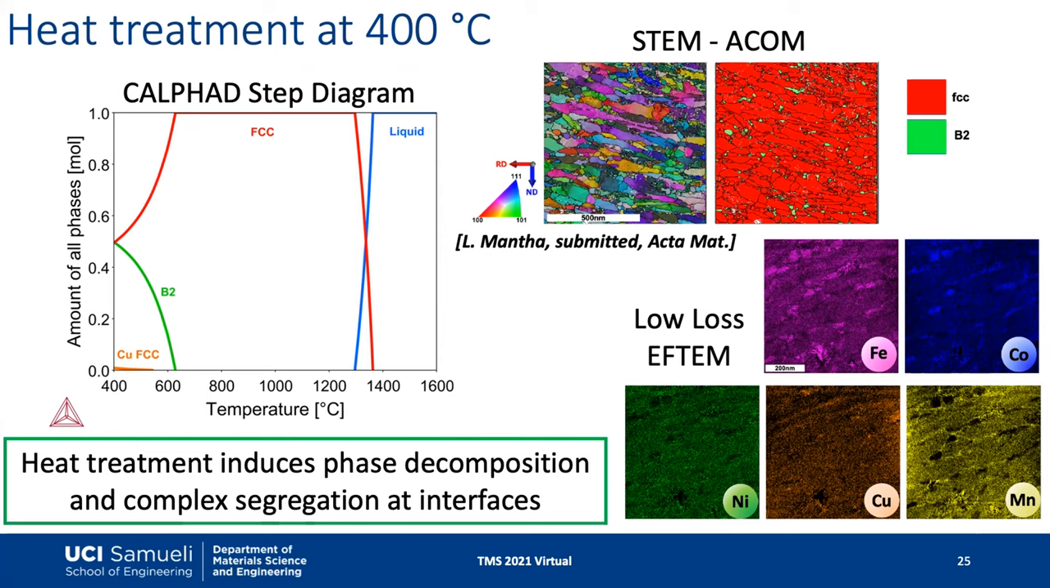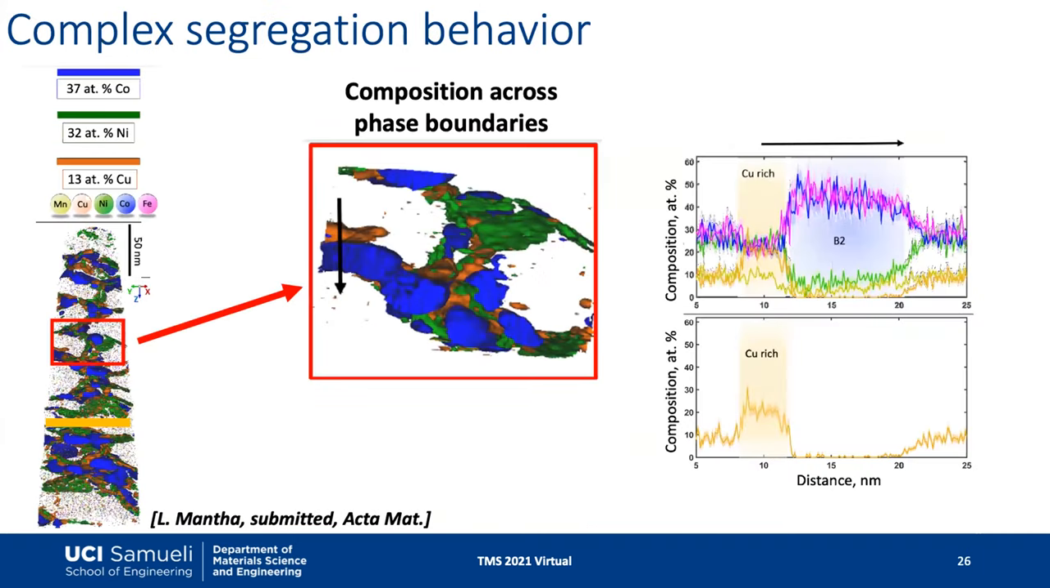However, the really interesting behavior of the grain boundaries was appreciated by APT work that was conducted at KIT. And from the APT of the 400 degree C heat treatment material, the copper rich FCC phase was identified, as well as the iron cobalt B2 phase. You see here the black line and corresponding the segregation that we're seeing here on the right.